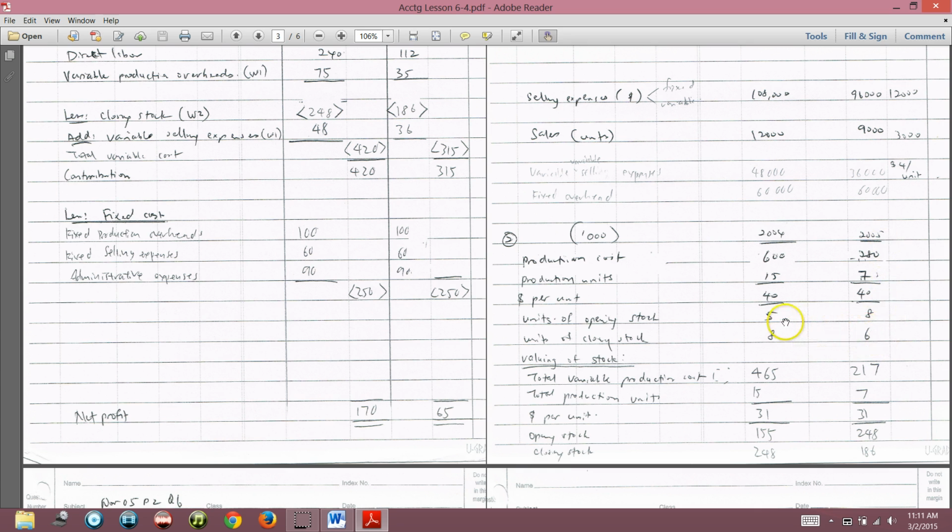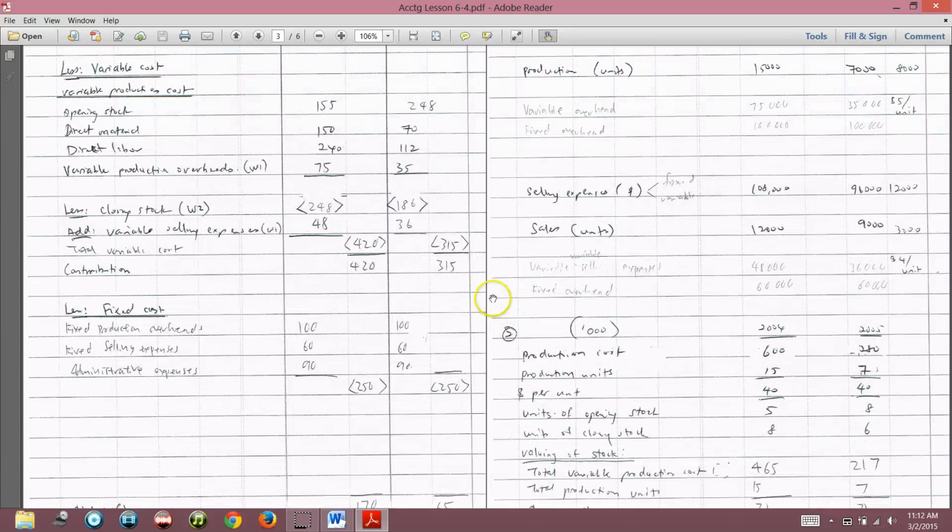So now we are going to value all these units of opening and closing stock on our marginal costing basis. That means we should value all these stocks so that they only incorporate the variable factory cost. The stock should only include the variable factory cost and should not include the fixed production overhead. So, valuing the stock, the total variable production cost.